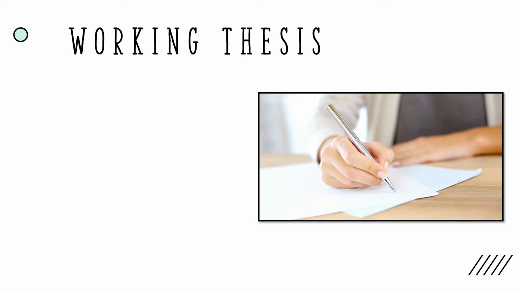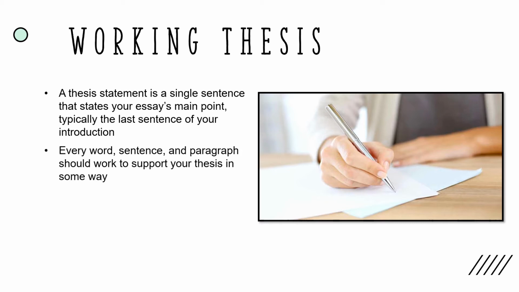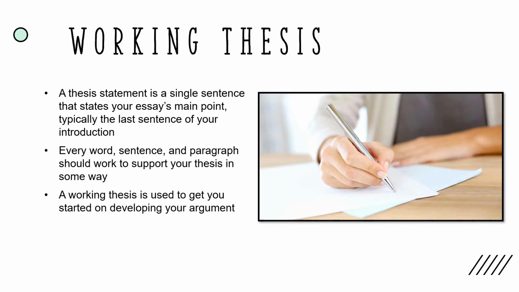First, you'll need to come up with a working thesis. In academic writing, a thesis statement is a single sentence that states your essay's main point and is typically the last sentence of your introduction. Every word, every sentence, and every paragraph of an essay should work to support your thesis in some way. A working thesis is a thesis that is used to get you started on developing your argument. As you continue to research your topic, you may decide that your thesis needs tweaking, and that's okay.